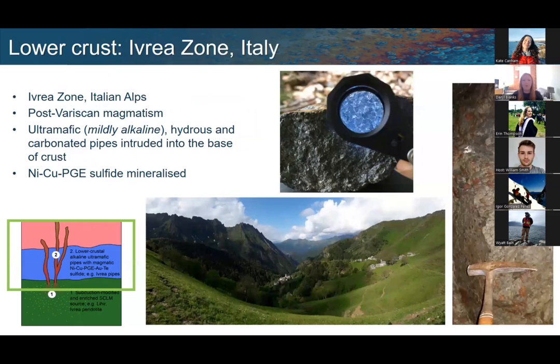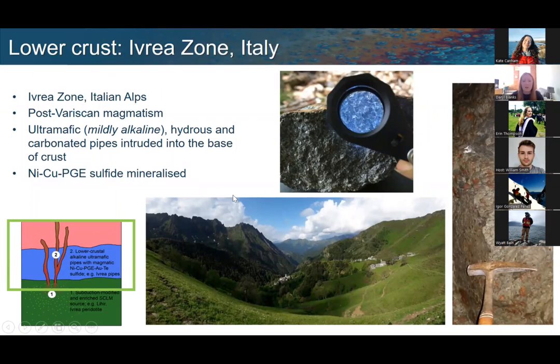And then looking into our more crustal examples, the first locality visited was the Ivrea zone, which is one of these natural laboratories, and it's a perfect case study as we've actually got a cross section through the lithosphere from the mantle up into the crust. But what we were interested in was these lower crustal ultramafic pipes. So these are quite hydrous and carbonated and mildly alkaline that intruded into the base of the crust.